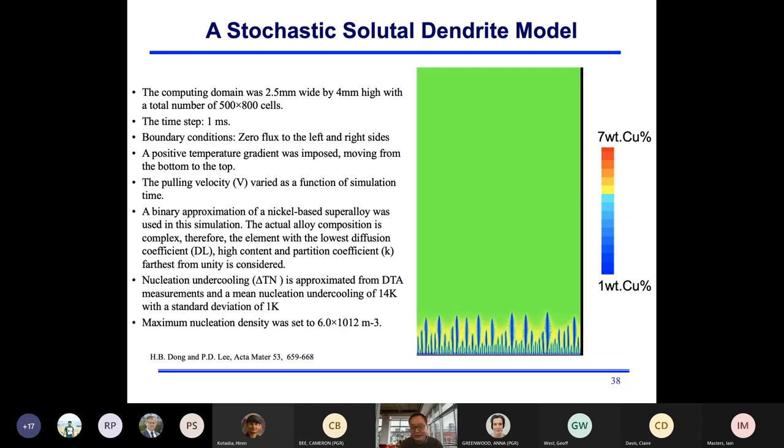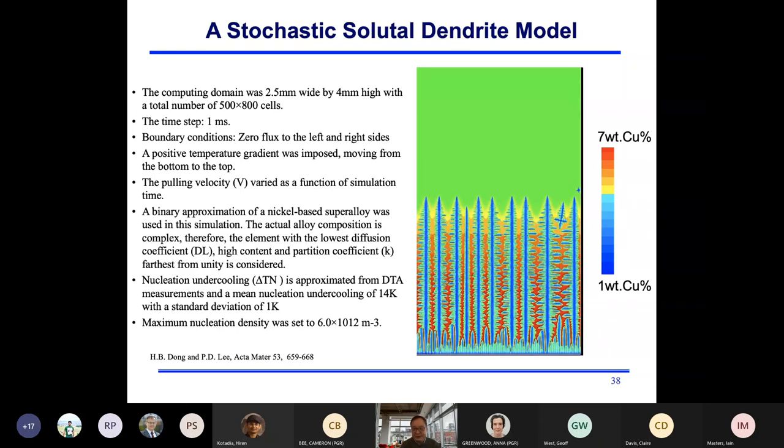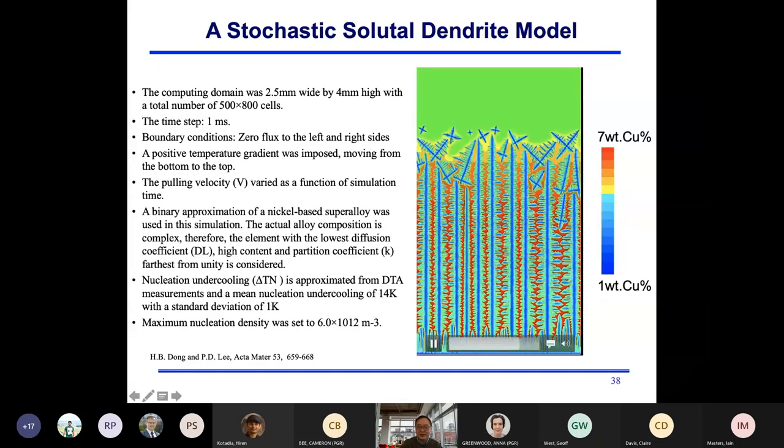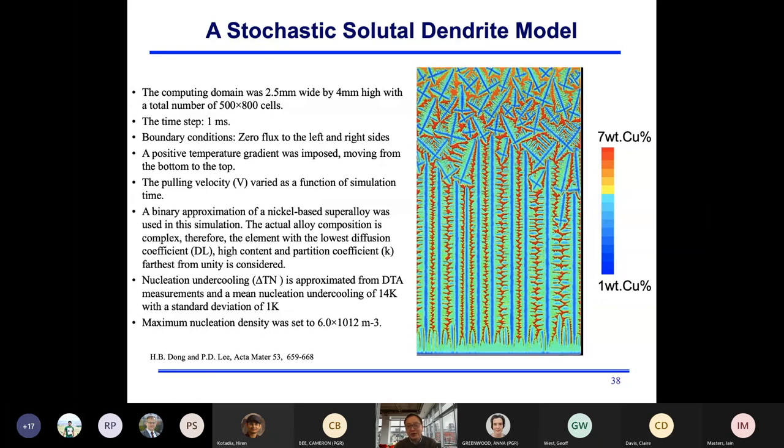Different colors represent different concentration levels. The green one represents a lower concentration, and the red color represents a higher solid concentration. You can see how the concentration evolves during the solidification process, and you will also see a columnar grain transform to an equiaxed grain. In this process, we try to mimic a welding process and reduce the thermal gradient. When you reduce the thermal gradient, you increase the possibility of forming new grains ahead of the grain front, so you can simulate the columnar to equiaxed transition.